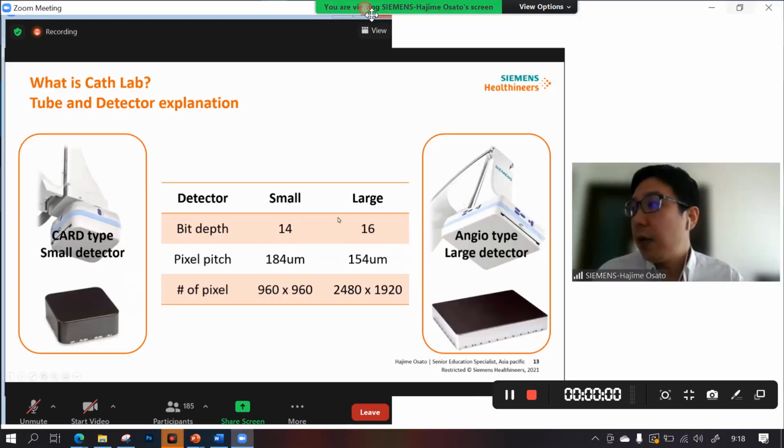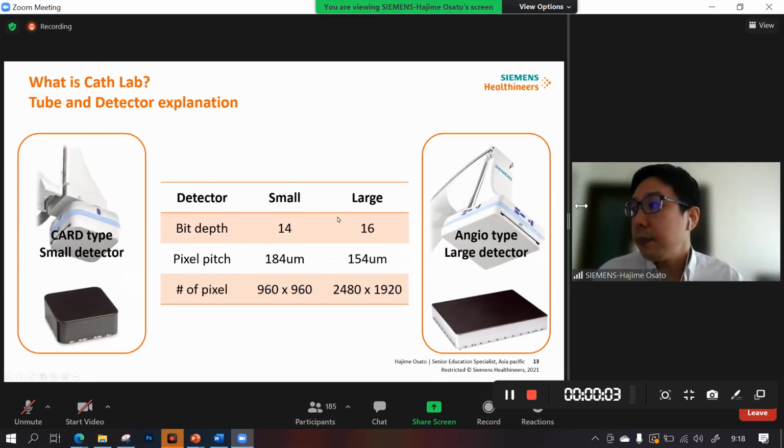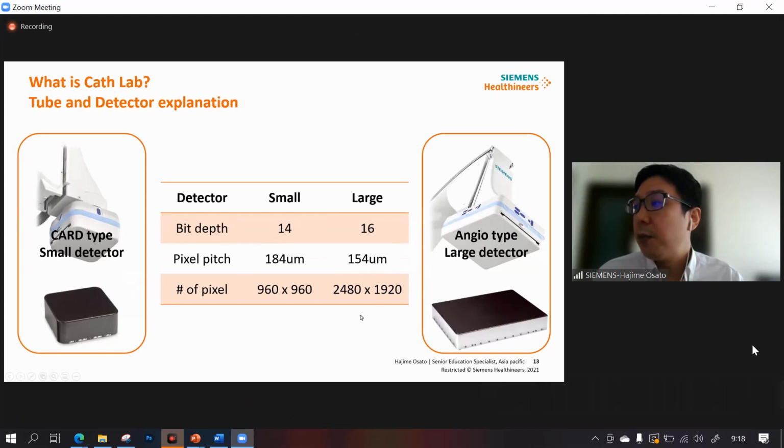So that's why we have a bit smaller pixel pitch and large number of pixels on the large detector, and also 16-bit depth. It is important for the 3D image quality.